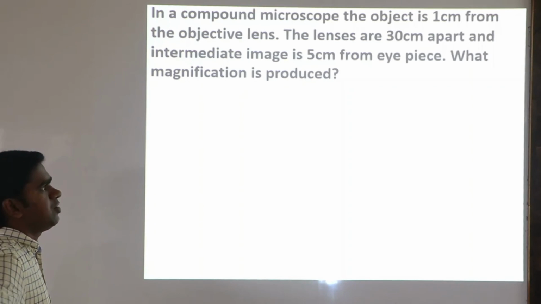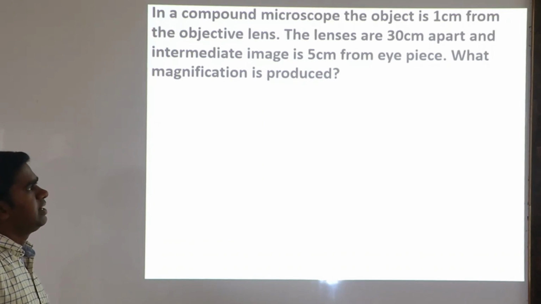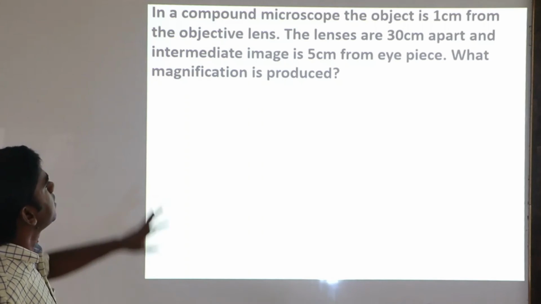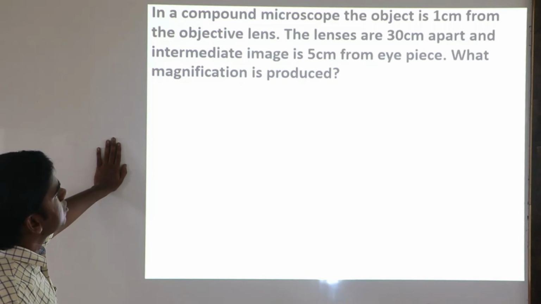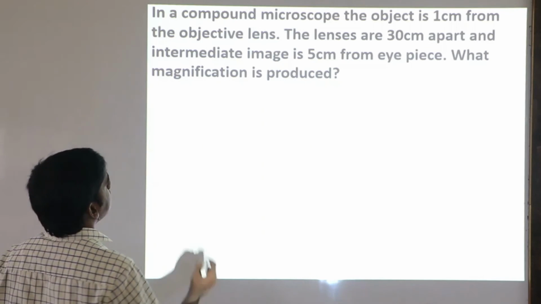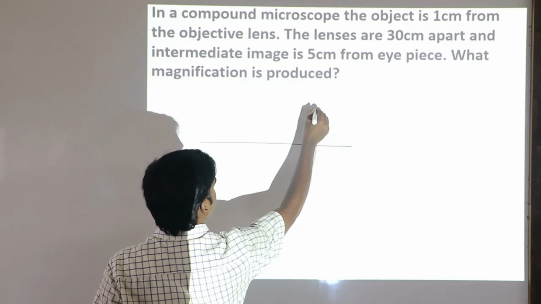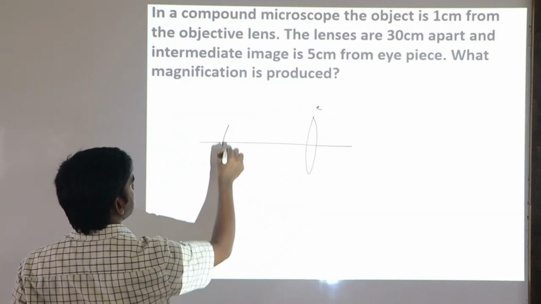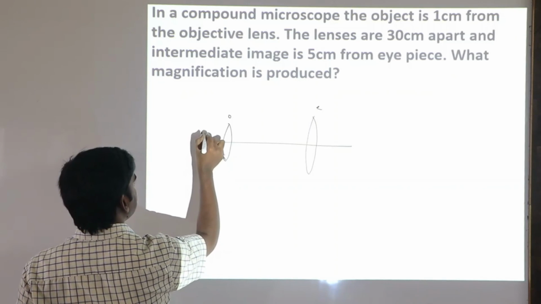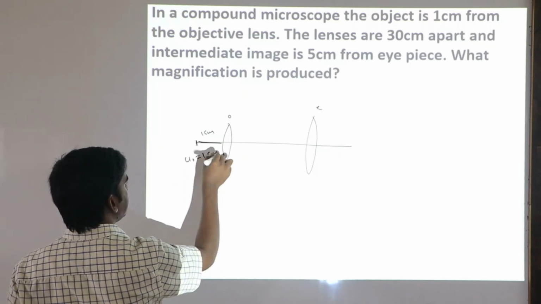So now you will understand why I derived all the steps of the formula for the magnifying power, because any step may help you to solve the problems. So they are saying compound microscope, the object is 1 centimeter from the objective lens. Suppose this is your compound microscope, this is the eye lens, this is the objective lens. From here it is at 1 centimeter distance. That means u naught is equal to 1 centimeter.